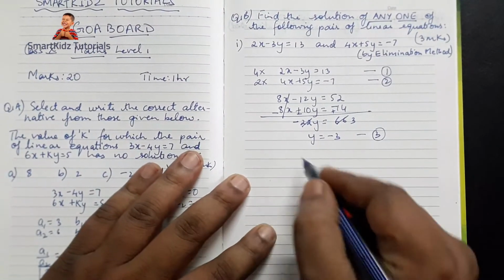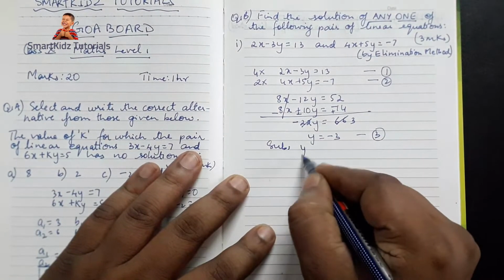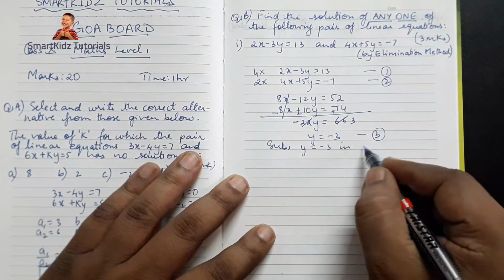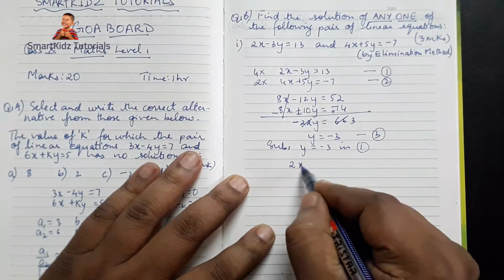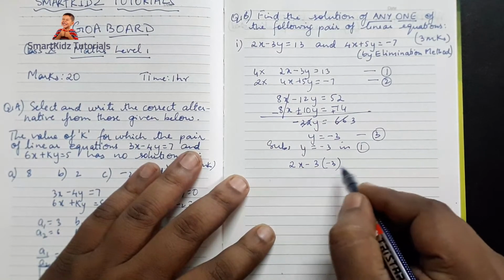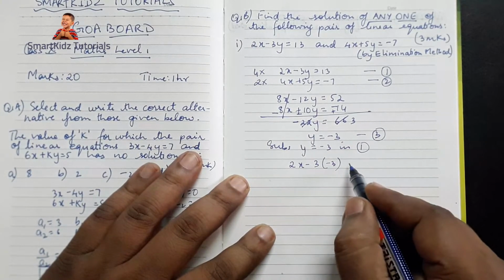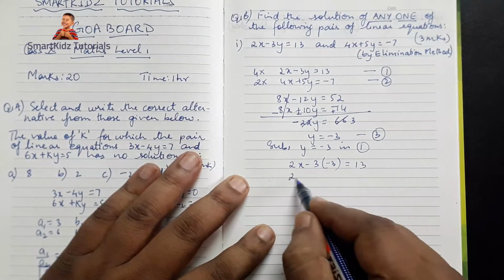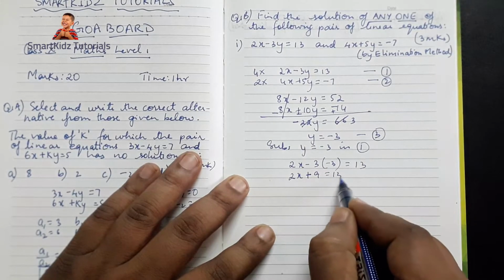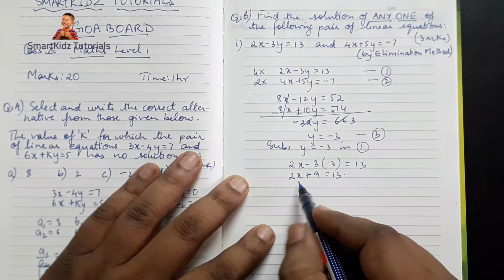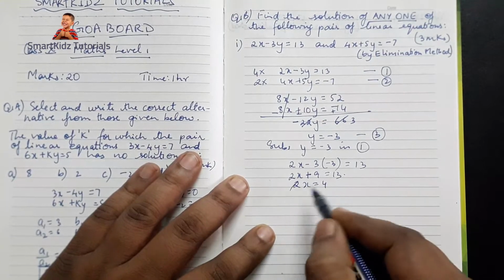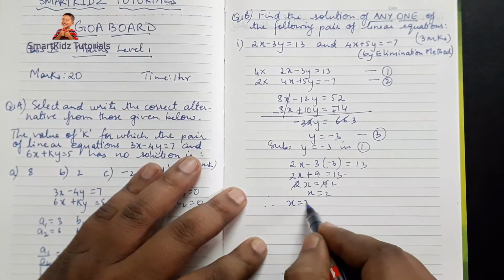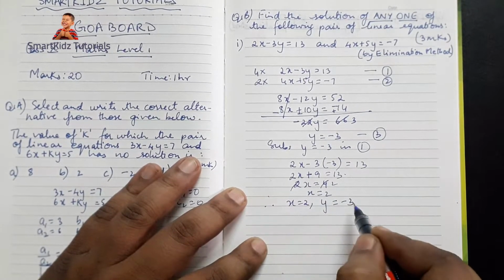Next, we substitute y equal to minus 3 in any one of the equations. I'll substitute it in 1. So 2x minus 3, instead of y we put minus 3, the value that we found just now, equal to 13. So 2x plus 9 equal to 13. Take 9 to the other side, it becomes negative. 13 minus 9 is 4. 2 ones are 2, 2 twos are 4, x equal to 2. Therefore, we get the value x equal to 2, y equal to minus 3.